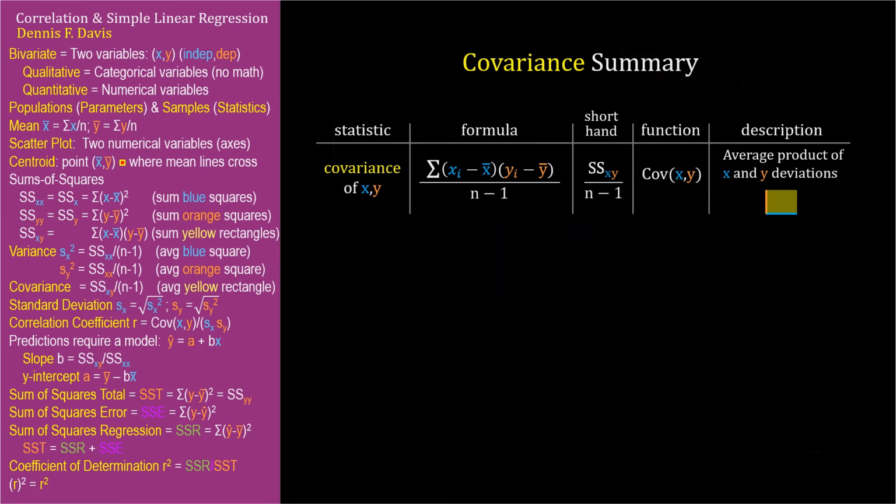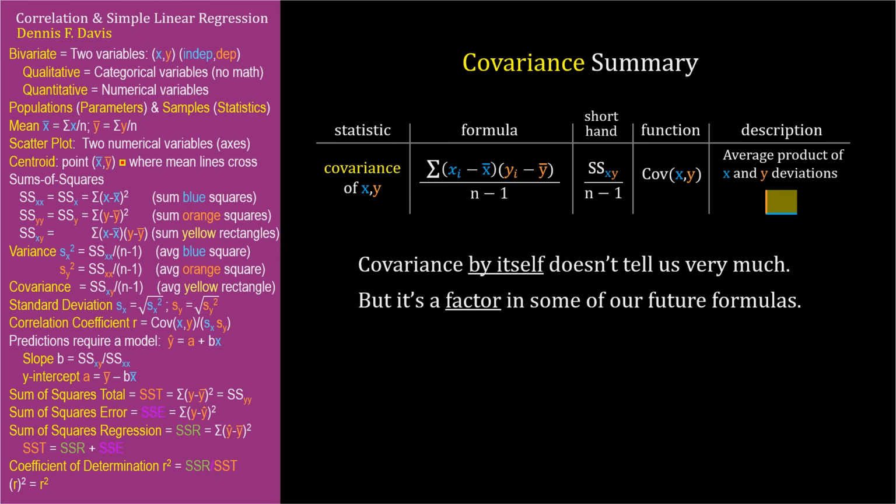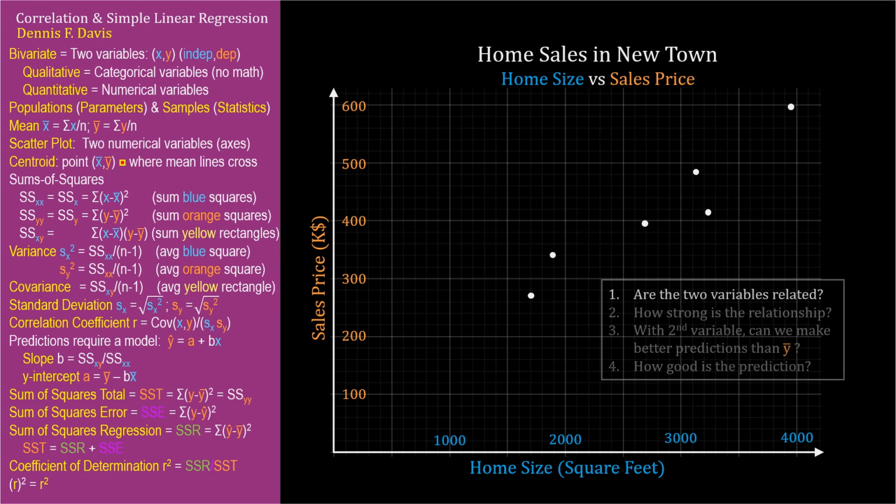So, I said earlier that covariance by itself doesn't tell us very much. It is important because it's a factor in some of our future formulas. When we analyze two numerical variables on a scatter plot, we're striving to answer these questions, and the first, are the two variables related, is kind of answered by the covariance. Let me draw a line that represents the trend of the data. We'll be able to describe the characteristics of the best fit line during the next chapter of this video on regression, but for now, let's just assume this line represents the trend.